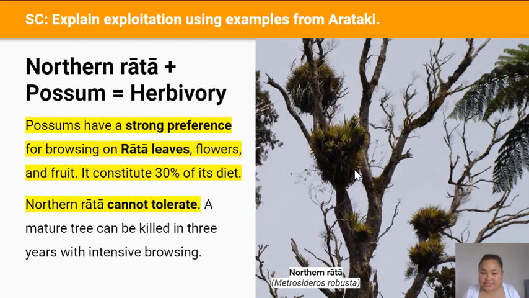Alright, so the relationship between northern rata and possums is called herbivory, which is a form of exploitation. Possums have a strong preference for browsing on rata leaves, flowers, and fruit. It actually constitutes 30% of its diet. And rata can't tolerate this herbivory, this browsing. A mature rata tree can be killed within 3 years of intensive browsing. So this is not good. The possum is benefited, they get food, but the northern rata is harmed and can even die.